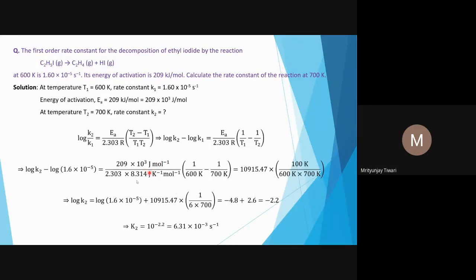Joule per mole divided by 2.303 into the R value, 8.314 joule per Kelvin per mole, into 1 upon temperature T1, 1 upon 600 Kelvin minus 1 upon 700 Kelvin. The values of T1 and T2 have been put here, and if you solve you will get 10915.47, and this joule will be cancelled out, this mole will be cancelled out.